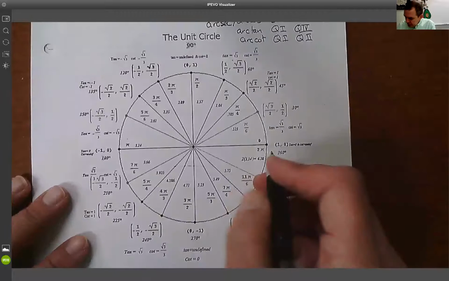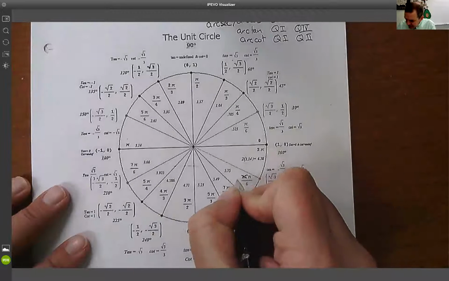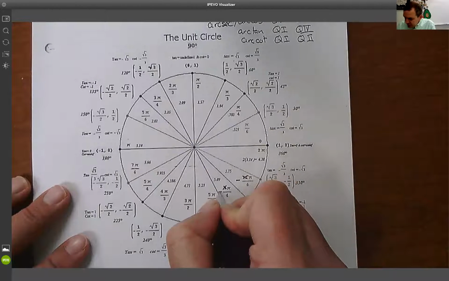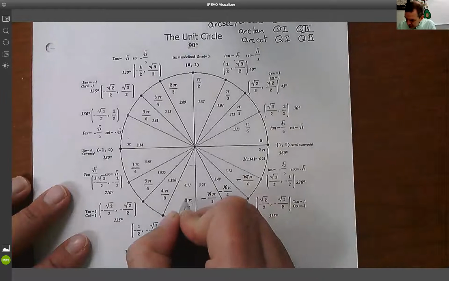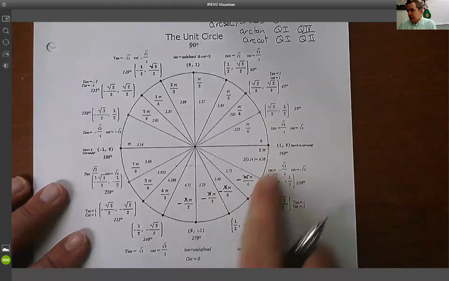What I asked y'all to do was go through here, and instead of making this 11 pi over 6, it's negative pi over 6 backwards. Instead of 7 pi over 4, it's negative pi over 4 backwards. Instead of 5 pi over 3, it's negative pi over 3. Instead of 3 pi over 2, it's negative pi over 2. And that's how we're going to read it backwards.